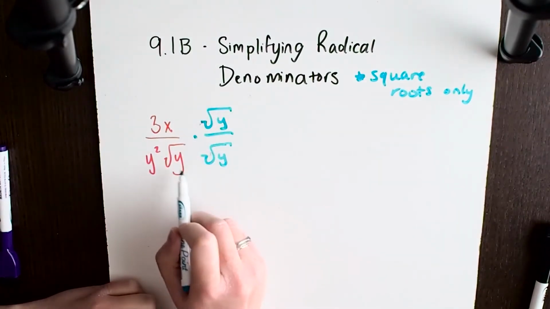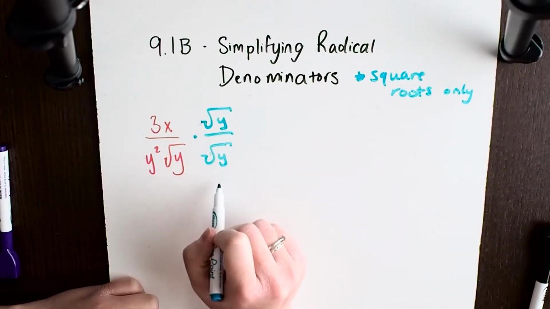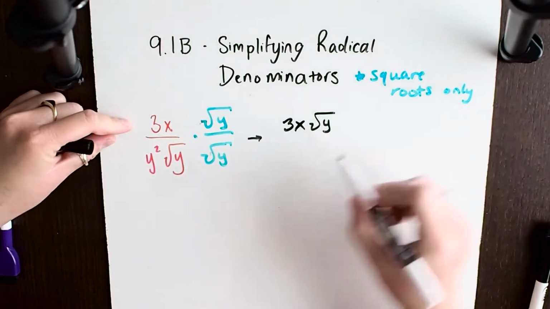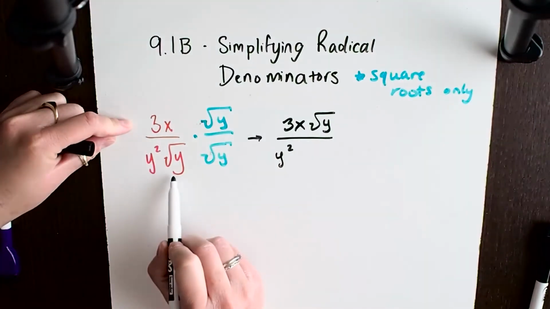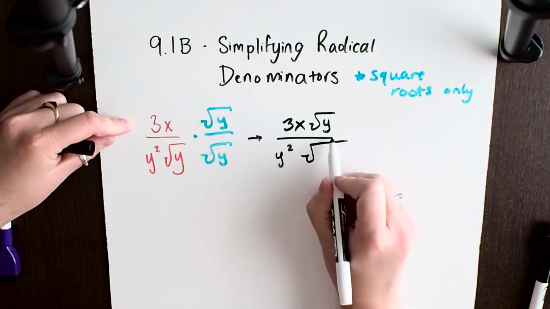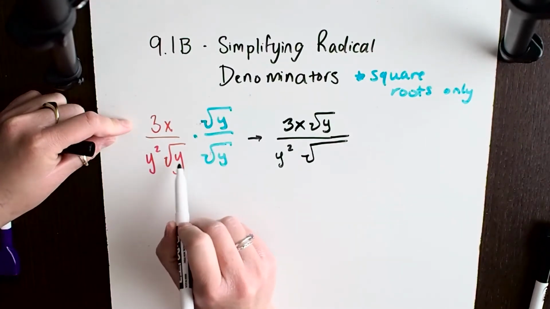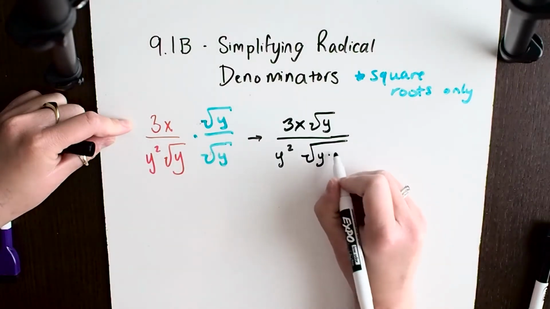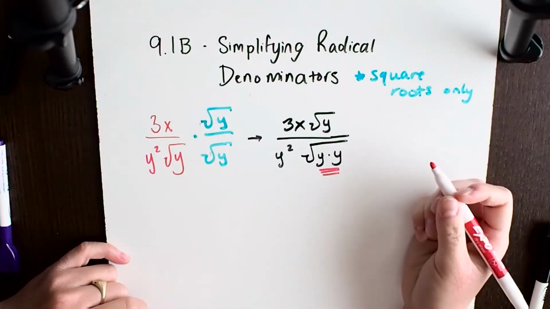Since we just have radical y, we're going to multiply it by square root of y over square root of y. When you do that, this will just become 3x times square root of y on the top over y squared times the square root of y times the square root of y. Let's simplify what that looks like on the inside of the radical. We can combine this using the quotient rule again and put everything that's in radicals simply multiplying itself under one big radical. When you look at that, another way of writing y times y is y squared.